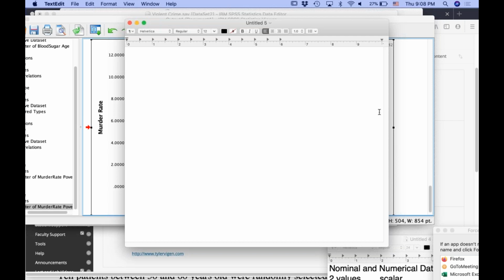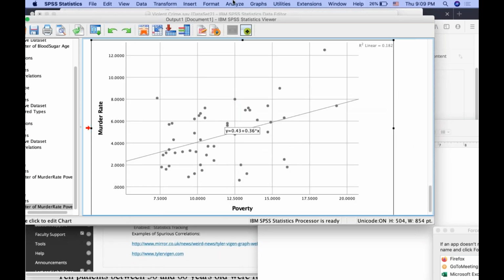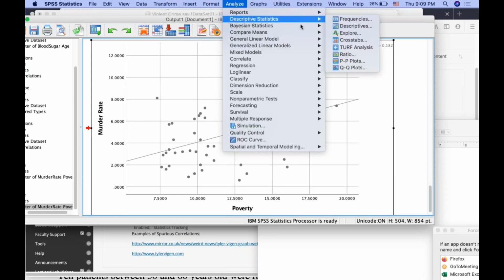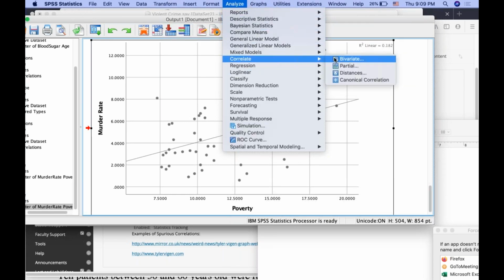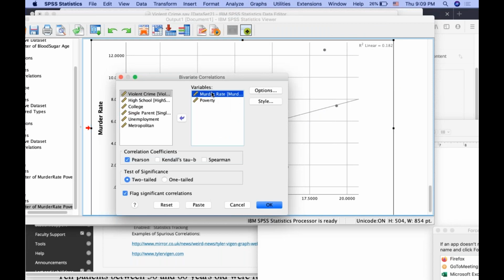So we can see in advance what the likely outcome of our efforts from a public health intervention standpoint might be. Can you see how valuable this is? That could conceivably help in deciding how to spend public health dollars and understanding what the relationship between these variables is. Let's try another one. Let's go to analyze, descriptive statistics, correlate, bivariate. And instead of murder rate, I'm going to try single parent household.